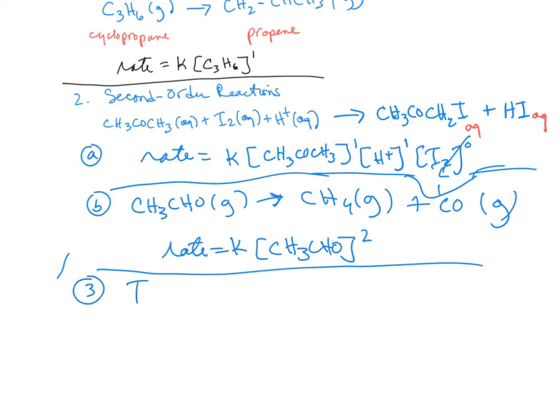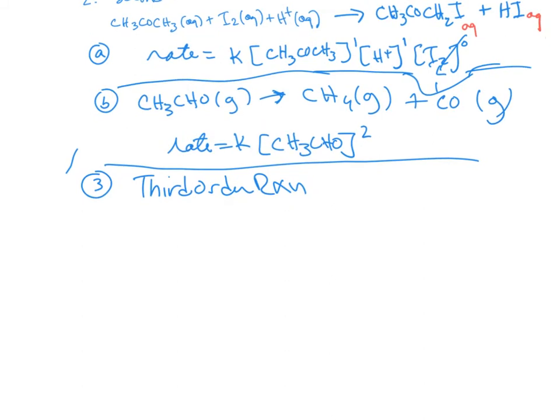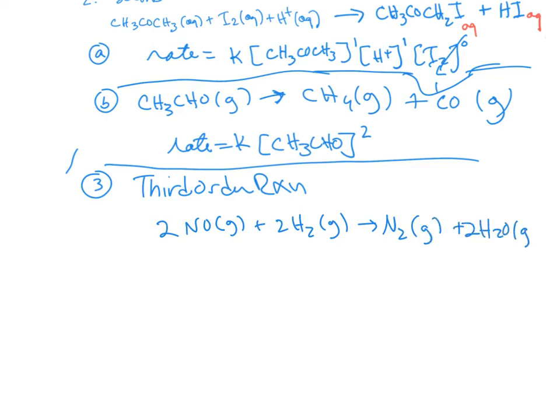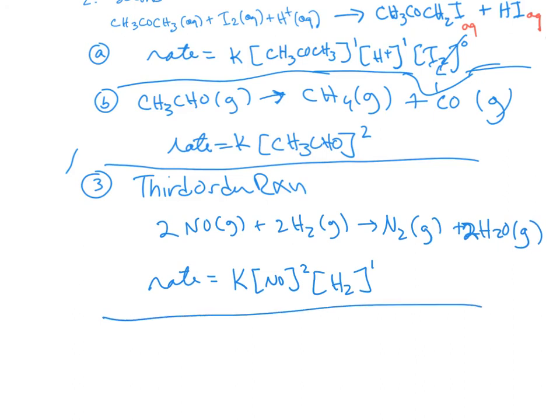All right, here's an example for a third order reaction, just for comparison. This is 2NO in the gas phase plus 2H2 in the gas phase, forming N2 and 2H2O. The rate law for this reaction is: rate equals k times NO squared times H2. So you get 2 plus 1 here is equal to 3, and that's the reason why it's a third order reaction. And again, that information is determined experimentally.